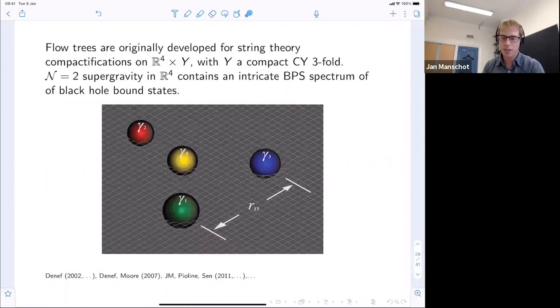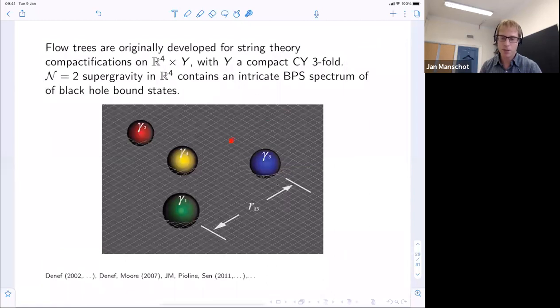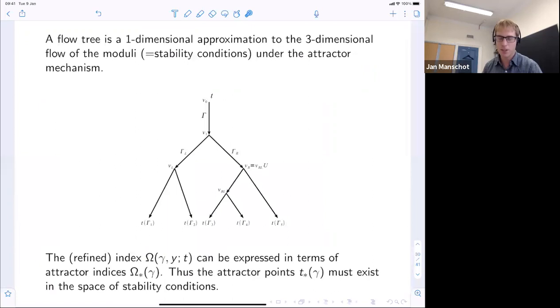So you can view it as the stability conditions being a function of the three-dimensional space-time geometry. You pick them at some value far away from the black hole, which is the stability you're interested in, and then these stability conditions or moduli change and go to specific values at the different black holes. Okay, so in general it's a very hard problem to solve all these equations of motion. So then these flow trees were put forward by Denef and Denef-Moore, which is basically a one-dimensional approximation to this three-dimensional problem of the changes of stability conditions.